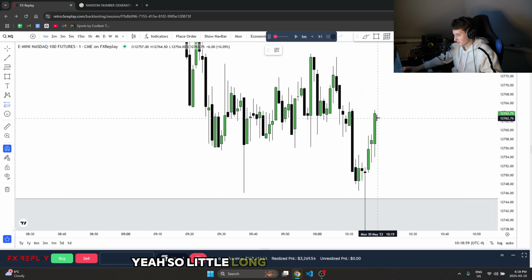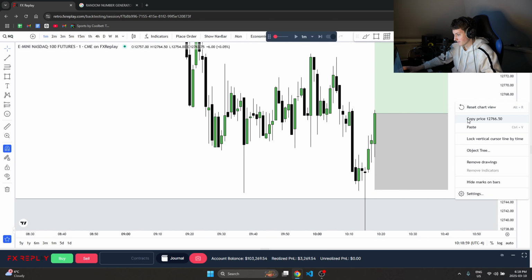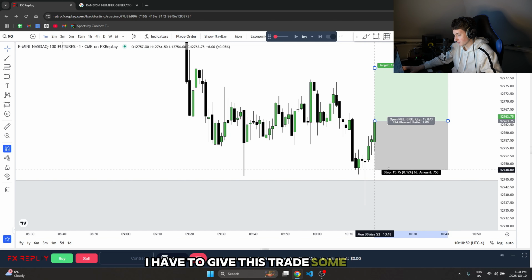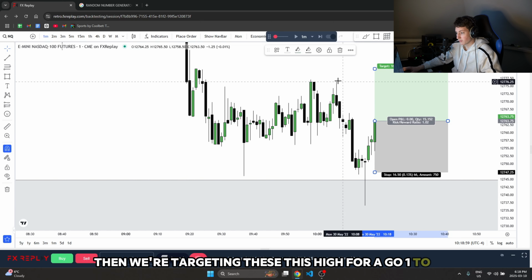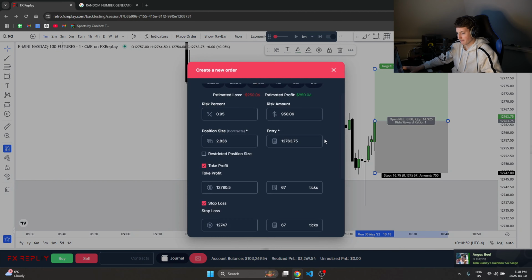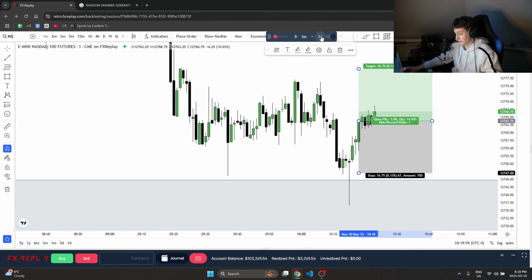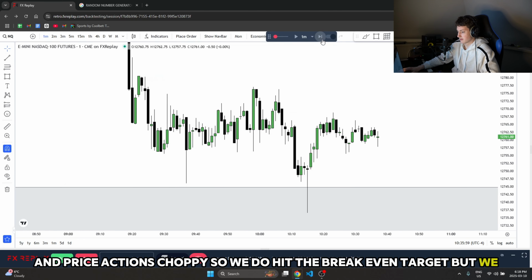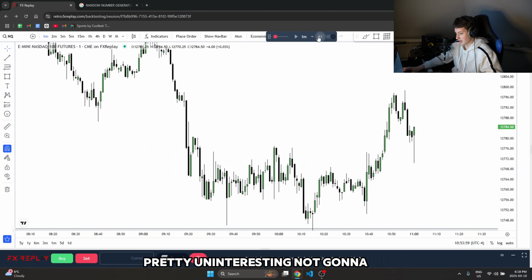Yeah, so little long position right here. Break even is going to be this high, 1 tick above. I have to give this trade some room. And we're targeting this high for like a 1-to-1. Something like this. Auto break even, price here, boom. And price action is choppy, so we do hit the break even target, but we just chop. So I mean, pretty uninteresting, not gonna lie.